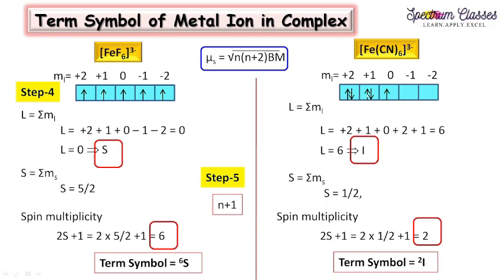Here how many unpaired electrons are there? One electron. So the spin magnetic moment for this one electron is 1 point something, that is 1.73. I remember all these values up to 5. For 1 it is 1.73, for 2 it is 2.83, for 3 it is 3.87, for 4 it is 4.90, and for 5 electrons it is 5.92. So I memorize all such values.